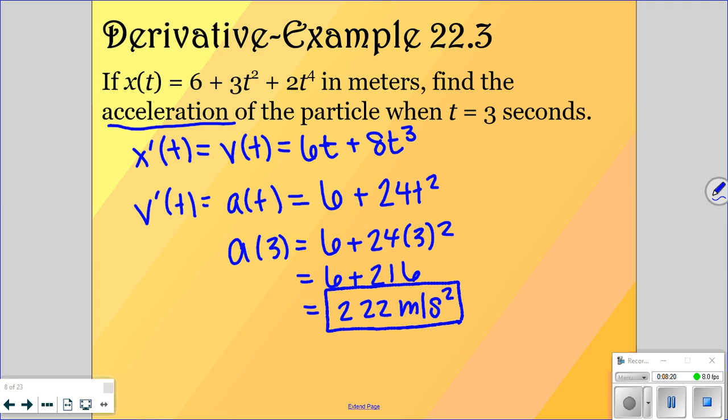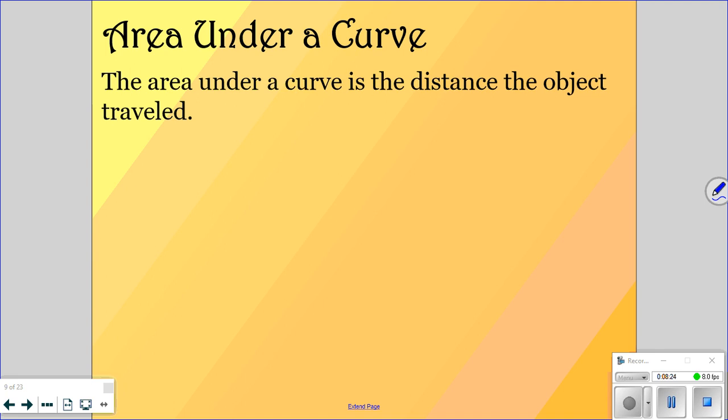Okay, so that's how you can use the derivative. Now we're going to look at area under a curve. So the area under a curve is the distance the object traveled. We already did this a little bit. Remember, if it's above the x-axis, it's positive. We had a problem like this. This would have been positive, and then this part would have been negative because it's below the x-axis.